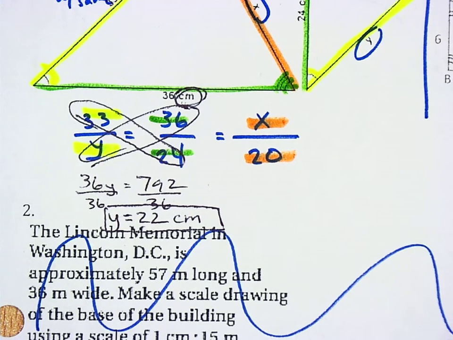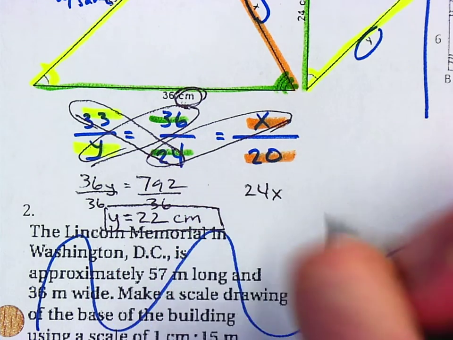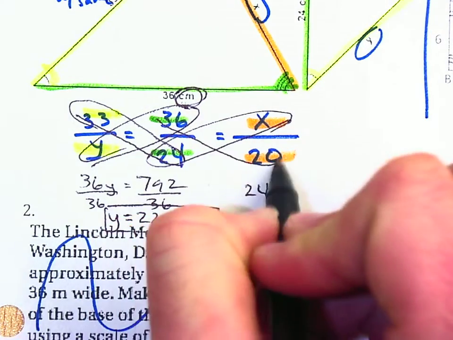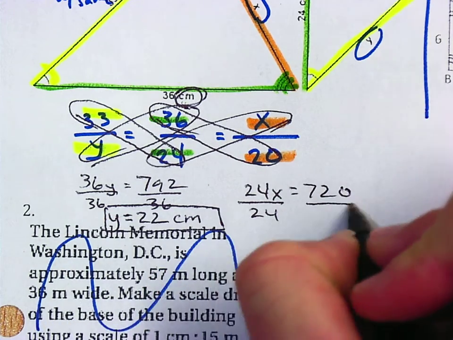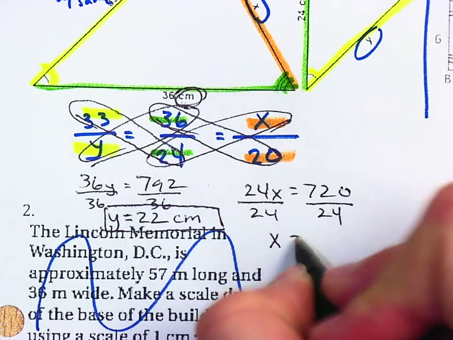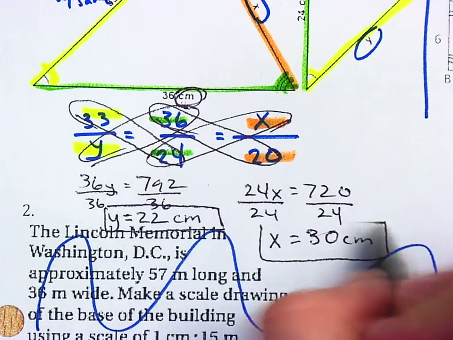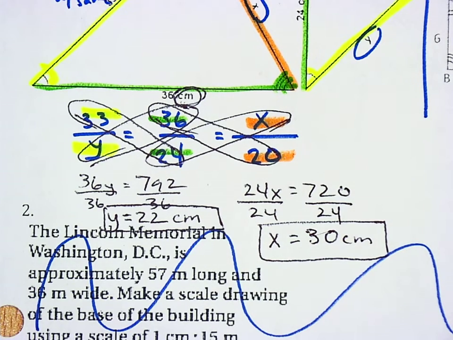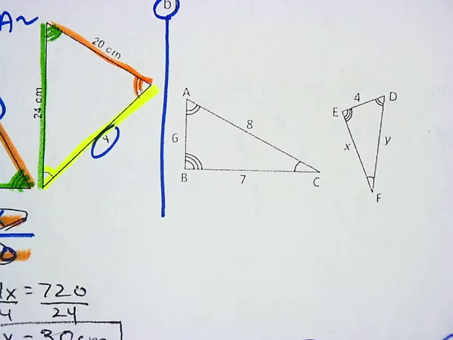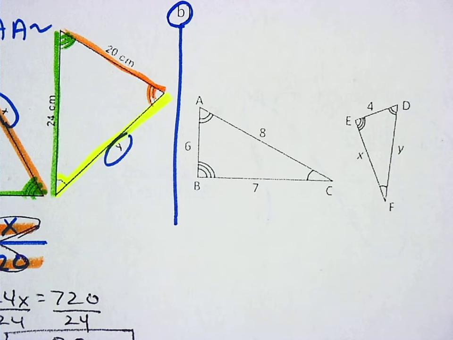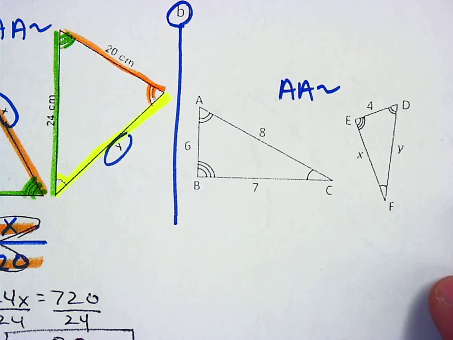I do the same for x. x times 24 is 24x, and 36 times 20 is 720. Divide by 24 on both sides, and I get x equals 30 centimeters. There's my answer. Now, for the next problem, I'm doing almost the exact same thing. Again, I know that they're similar because of angle similarity.